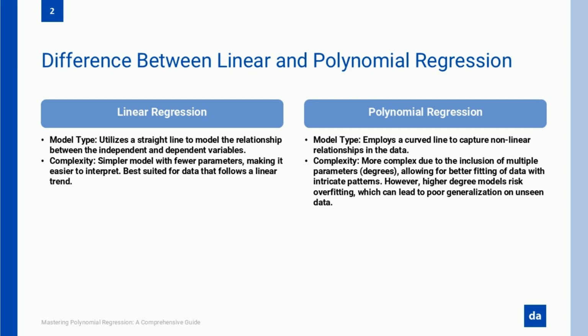1. Model type. Linear regression uses a straight line where y equals a plus bx. Polynomial regression allows for curves where y equals a plus bx plus cx squared plus dx cubed, and so on. 2. Complexity. Linear regression is simpler, involving fewer parameters, making it easy to interpret and quick to train. Polynomial regression adds complexity by increasing the number of parameters, degrees, allowing it to capture intricate data patterns, but also increasing the risk of overfitting.